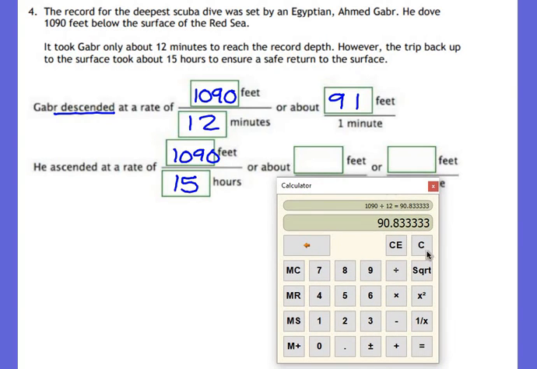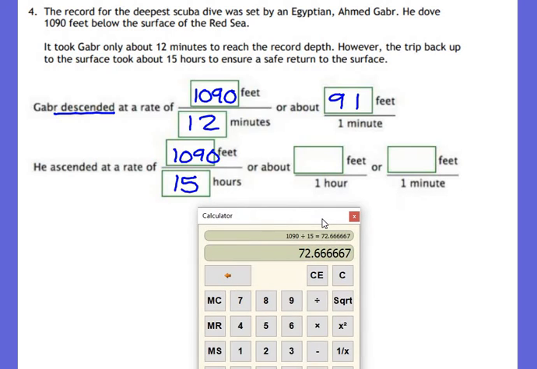So what do I need to do here? 1090 divided by 15. Divided by 15. We did. 73. That's 73 feet per hour. But can I compare these two unit rates, a per minute and a per hour? Yes. I need them in the same units.